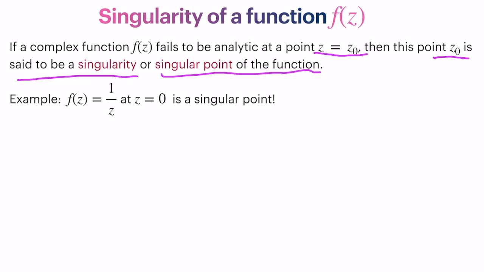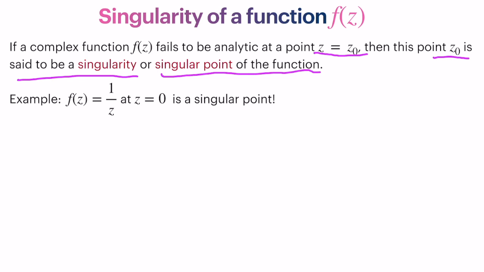Now let's take a quick example. You are all familiar with the singularity. I don't think there is a need for any formal definition. The example is simple: 1 by z at z equal to 0 is a singular point because it is not analytic and more or less takes an undefined value for the function. So it is naturally a singular point.